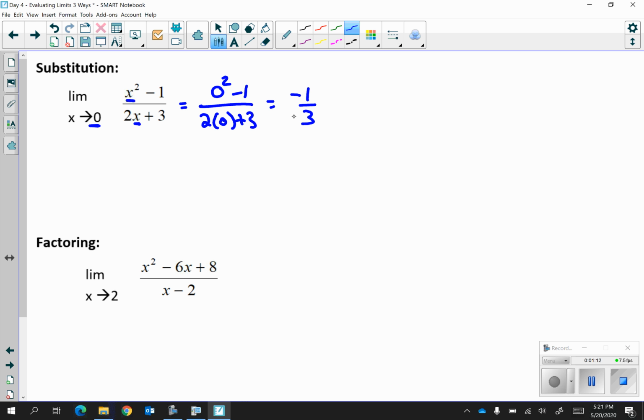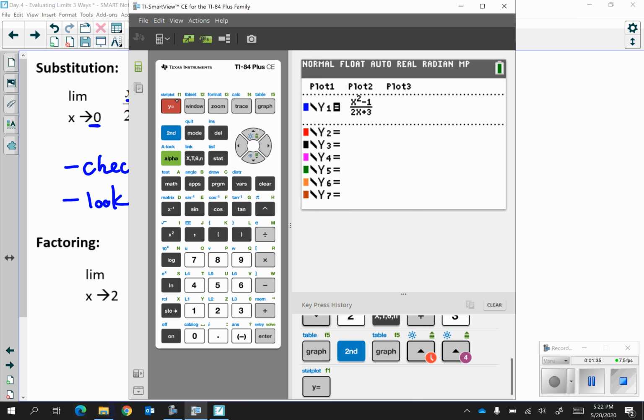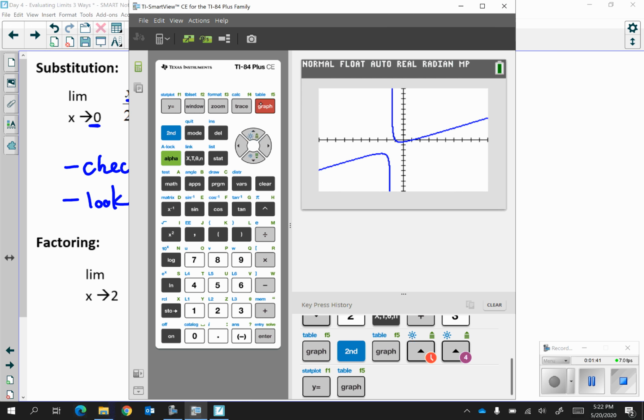Now, you don't want to take this answer for granted. What you want to do is definitely either check with the table on your calculator or look at the graph. Actually, doing both is best. So I have my calculator and I inputted the function, right? I'm going to go to the graph, and remember that we were talking about the limit as x goes to 0. So looking at x equals 0, the y value does appear to be -1/3.